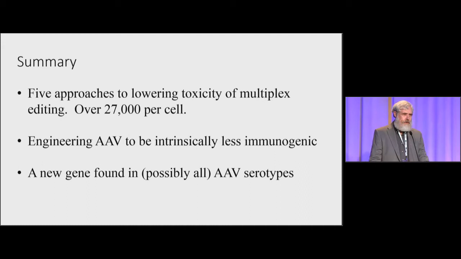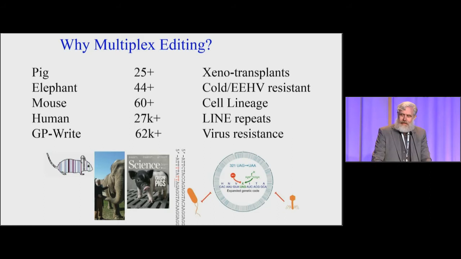So why do we do multiplex editing? Why on earth would you do more than one gene at a time? One of the first, and I think fairly compelling, reasons is we're doing xenotransplantation from pigs, and this required us to do 25 changes just to get rid of the retroviruses, and then another similar number to humanize them in terms of their immune system and complement and coagulation and sugars and so forth.